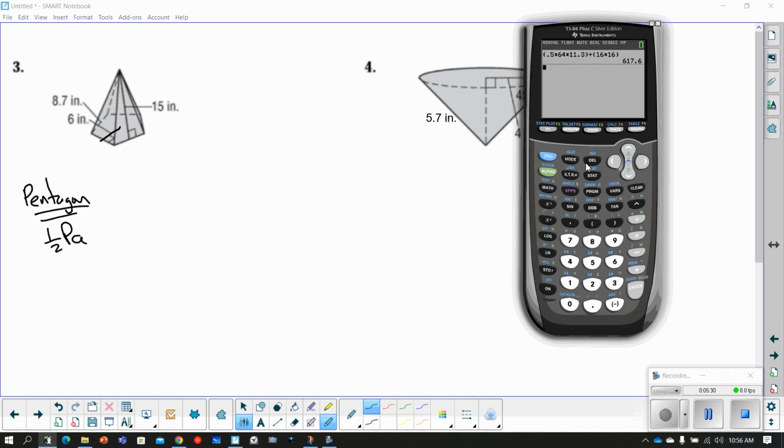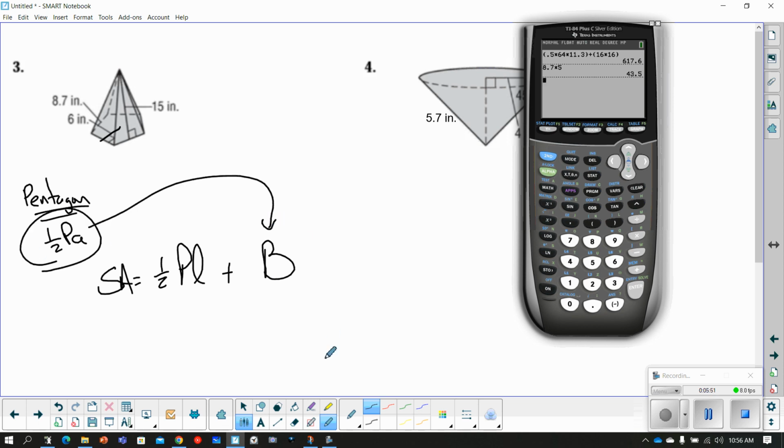8.7 times 5, which is 43.5. Okay, so the formula for the surface area of a pyramid: surface area equals 1/2 perimeter of the base times the slant height plus the area of the base. The area of the base is a pentagon, so that's what we're doing right there. So 1/2 times the perimeter of the base, which we just figured out is 43.5, times the apothem, which is 6. So that is the area of the base.